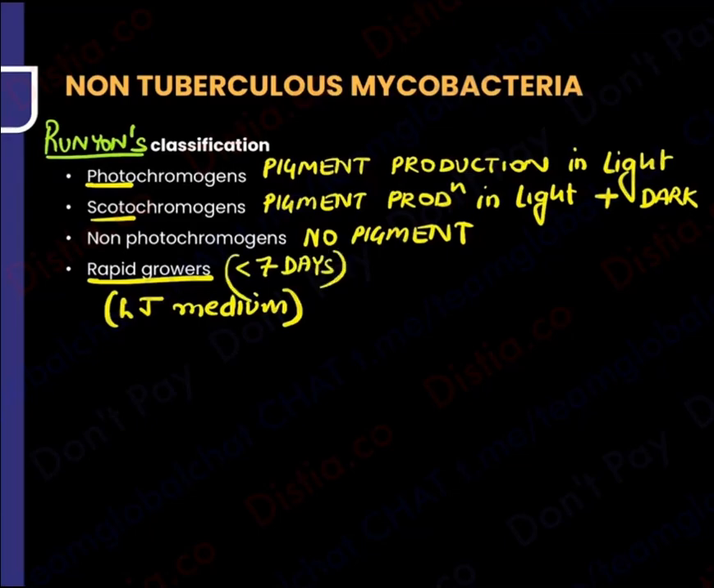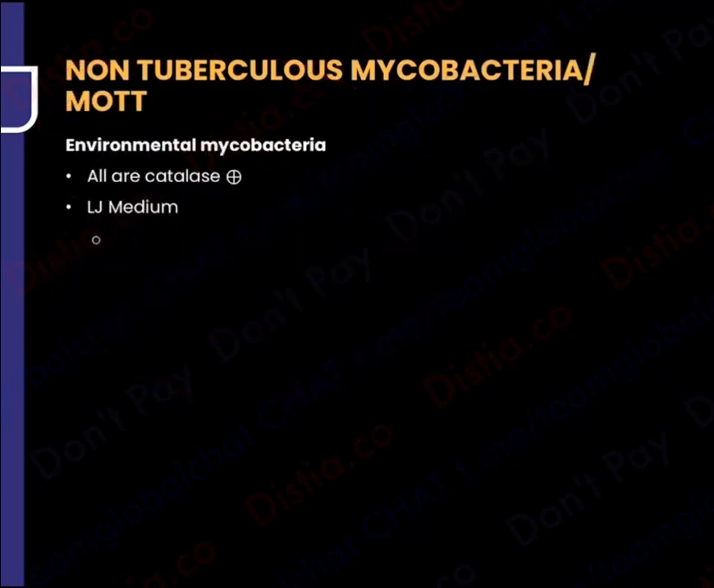So what did I say? All of them are going to grow on LJ media, but these will take a lot of time to grow. Rapid growers will grow within 7 days, and on LJ media, guys, they produce a very famous orange color pigment. MOTT is known to produce an orange color pigment, and all of them are also catalase positive. This I've already told you. Every mycobacteria, TB or MOTT, everything is catalase positive.